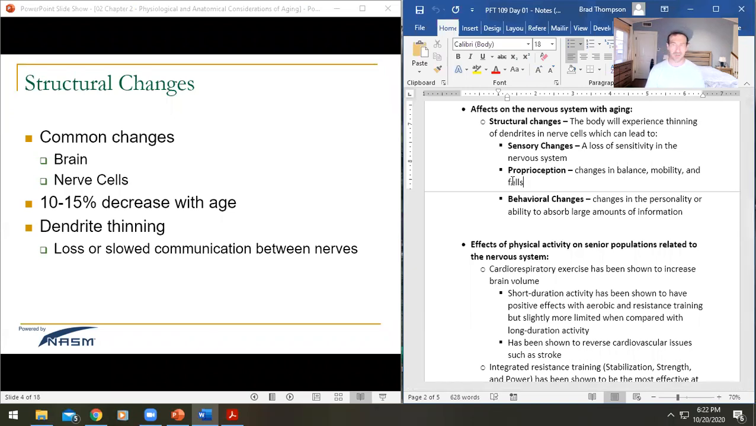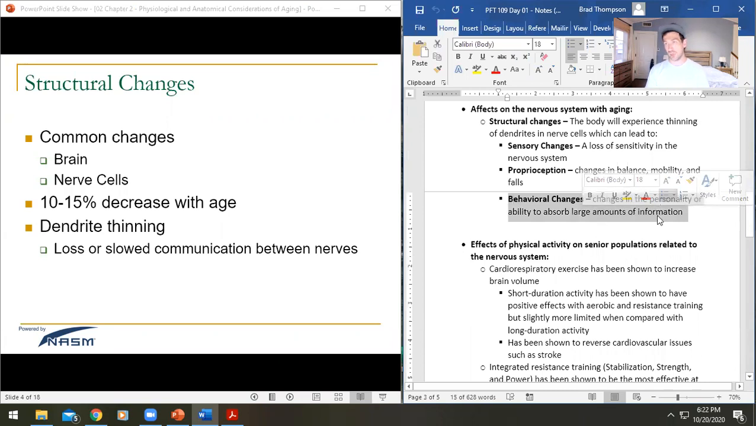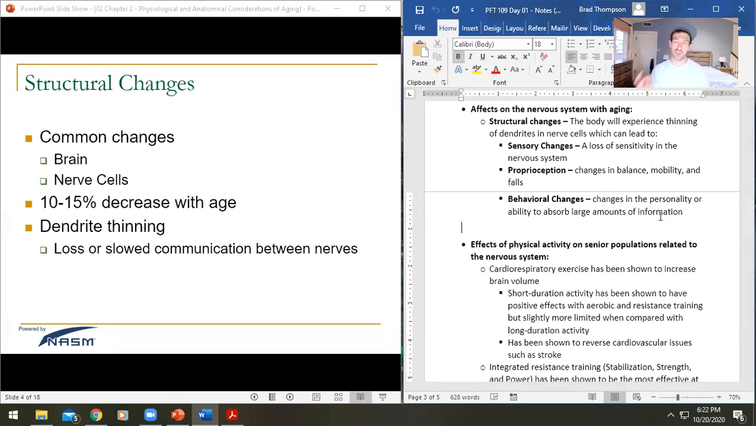When was the last time you as an adult fell all the way to the ground? Yeah, you might have tripped over something, but with a young brain, we're pretty good at catching ourselves, right? But we do see that start to slow down a little bit as we get older. And then we also sometimes see some behavioral changes. Sometimes our personality changes, and the ability to absorb a large amount of information at a time sort of decreases.